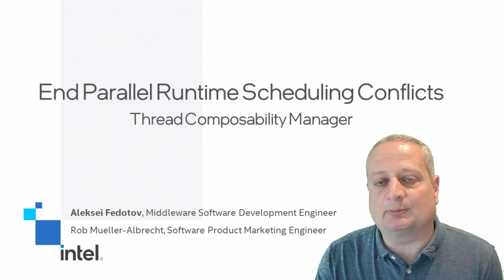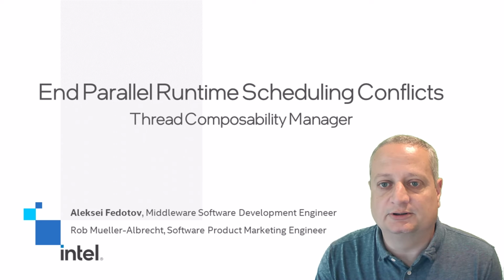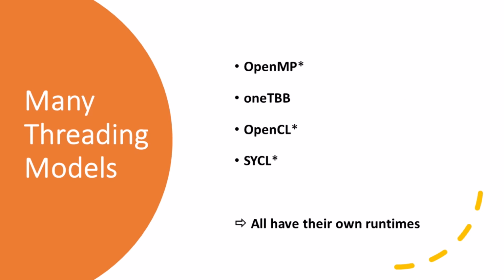Today I'd like to demonstrate a new experimental feature, the Threading Composability Manager. In complex applications, it is not unusual that several threading models coexist. Frequently used parallel programming frameworks are OpenMP, OpenCL, SYCL, oneTBB, and pthreads. And of course there are many, many more. They all come with their own runtime.